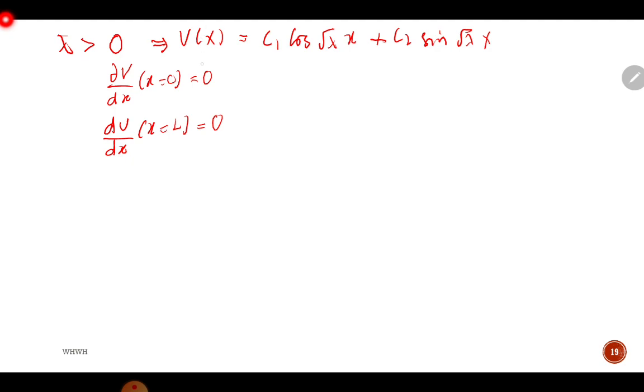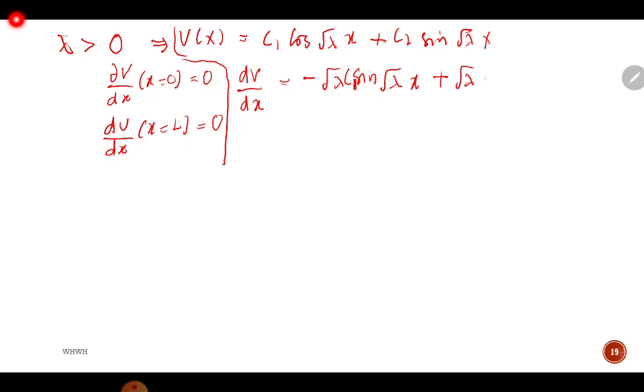So to check these boundary conditions, there is an extra step here: you have to differentiate V. So when we differentiate V, dV over dx, then you will get, cos differentiates to negative square root lambda sin, negative square root lambda C1 sin square root lambda x, plus square root lambda C2 cos square root lambda x.